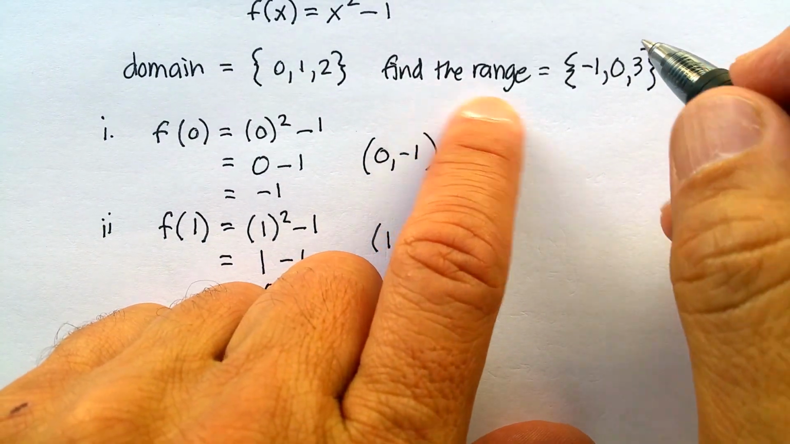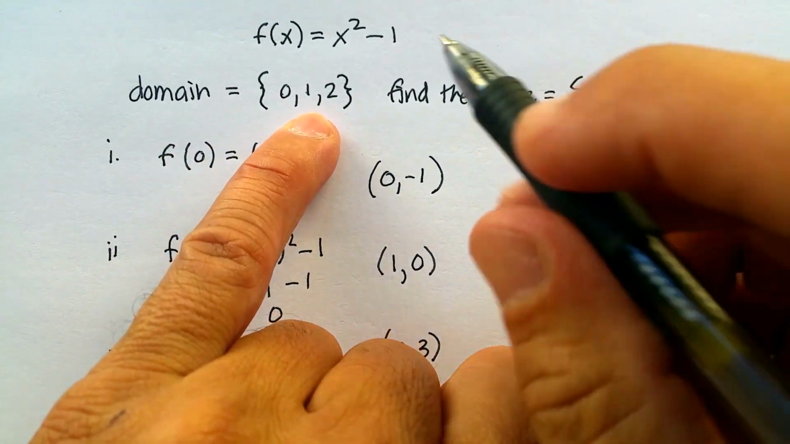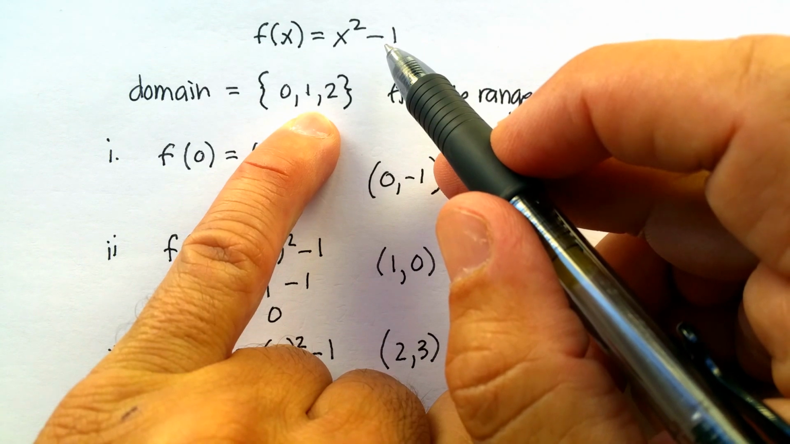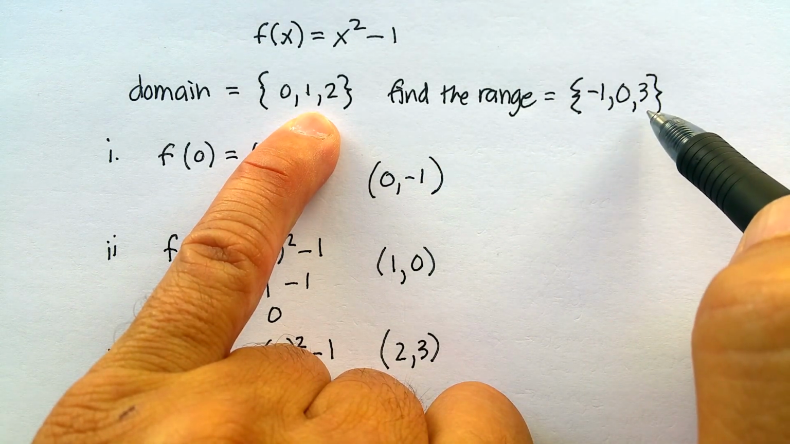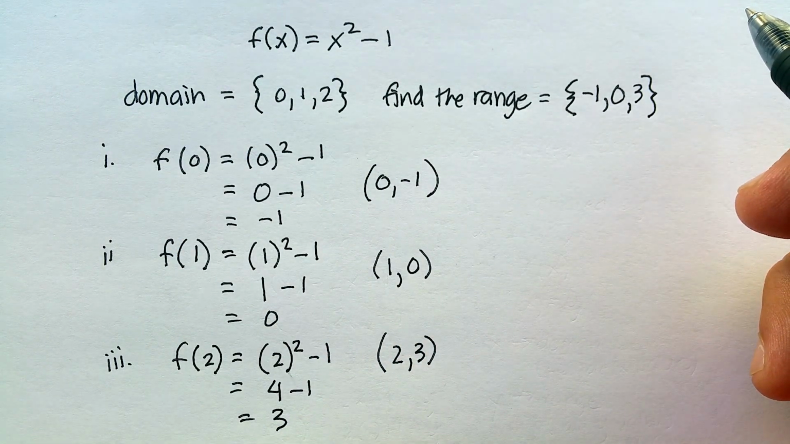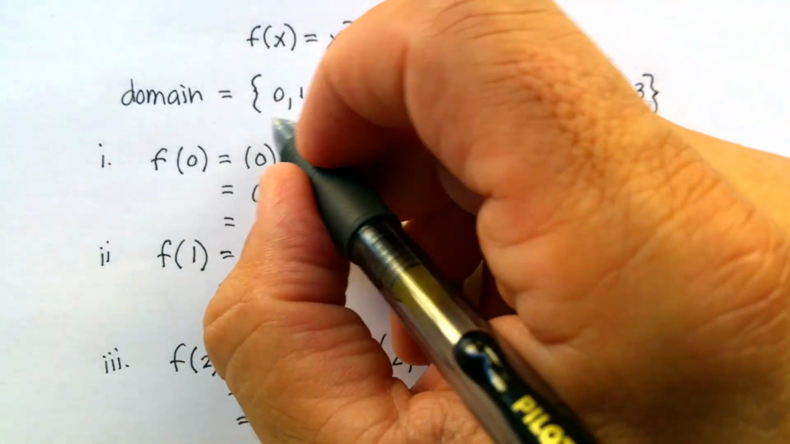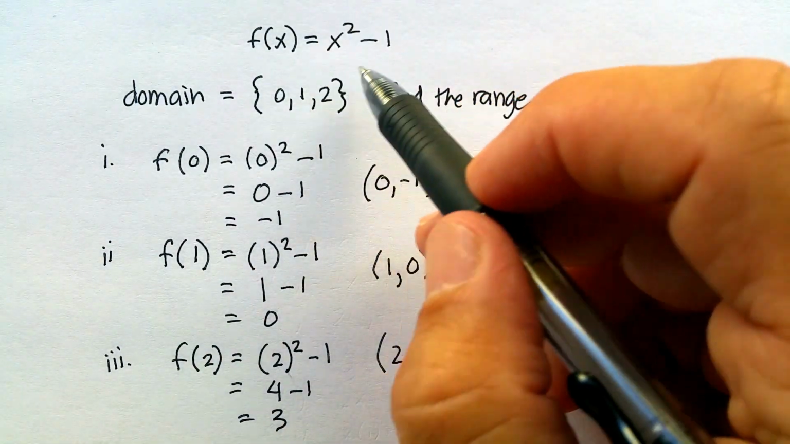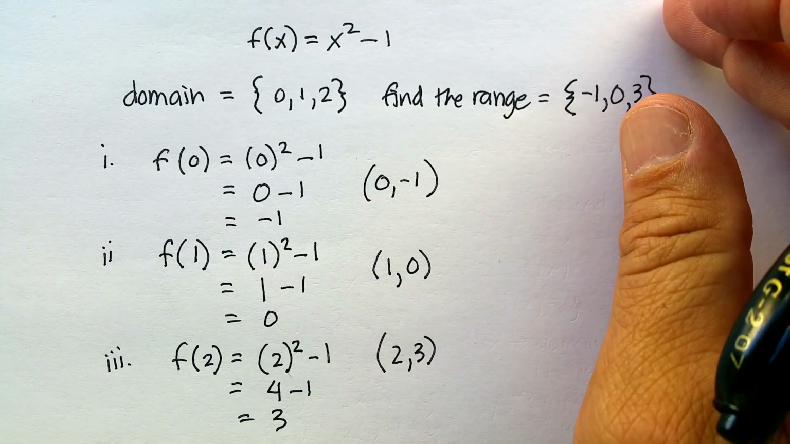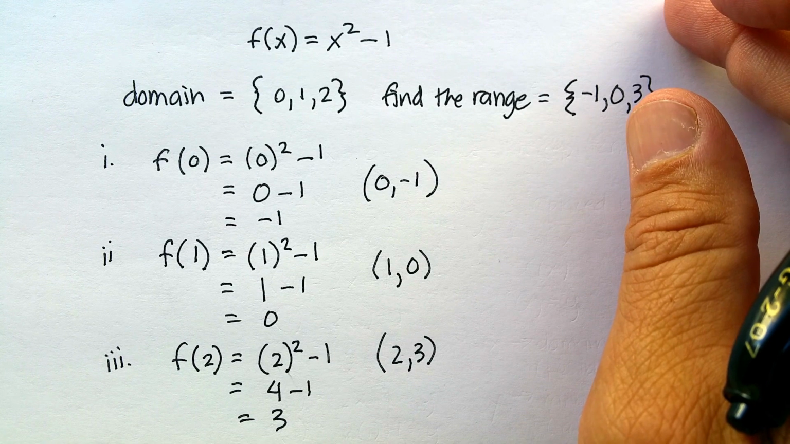So I found the range. For wherever my domain is 0, 1, 2, for this function, my range is going to be negative 1, 0, and 3. Okay? These are the ordered pairs I create. Think of these again as inputs. These are my outputs after it goes through that machine. I hope that makes some sense. Try these a couple times and see what comes up.